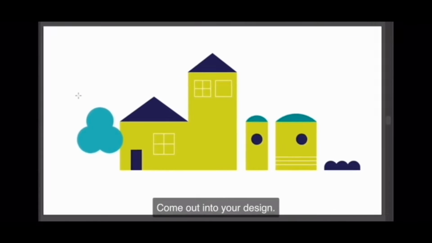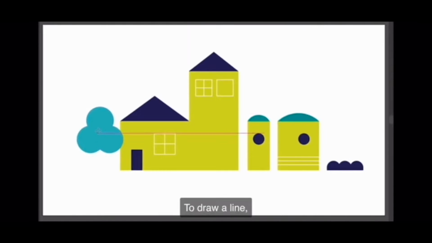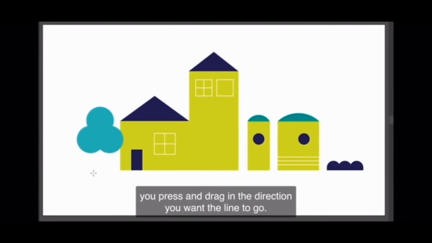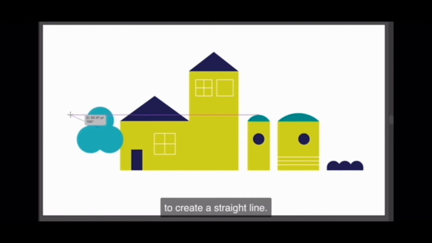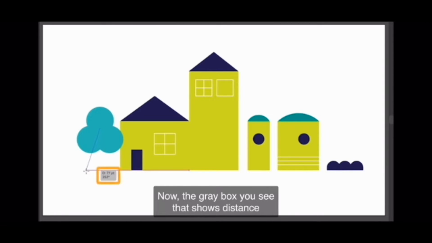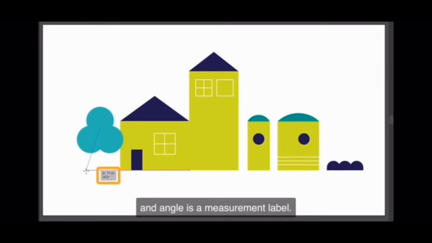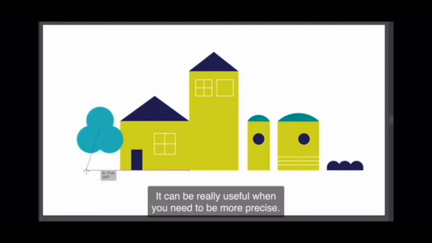Come out into your design and draw a line. You press and drag in the direction you want the line to go. So move the pointer into the tree shape. Press and drag down. Notice that you can move in just about any direction to create a straight line. Now, the gray box you see that shows the distance and the angle is the measurement label. It can be really useful when you need to be more precise. When the line looks something like this, release the mouse.